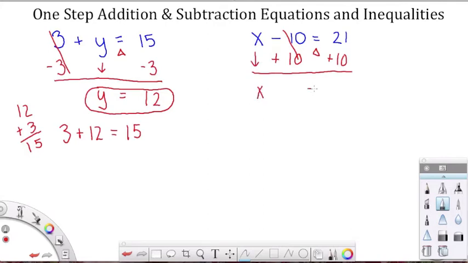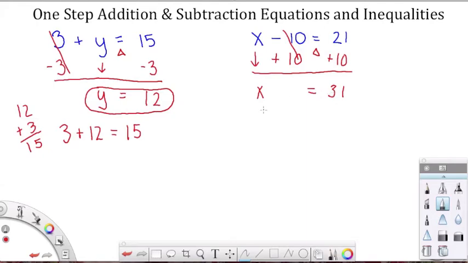We also need to bring down our equal sign. We can put a 0 there, but it's a waste of time. Then over here we have 21 plus 10. 1 plus 0 is 1. 2 plus 1 is 3, 31. So x is equal to 31.